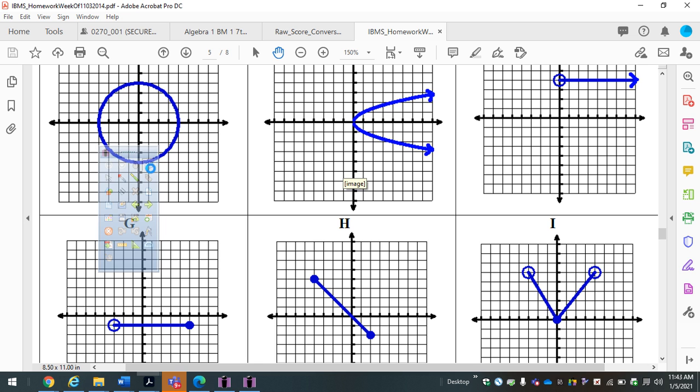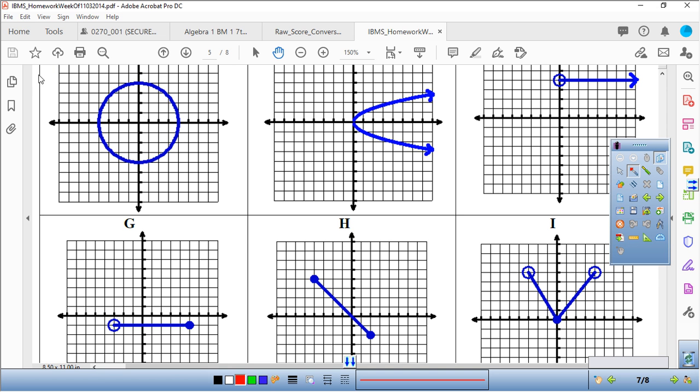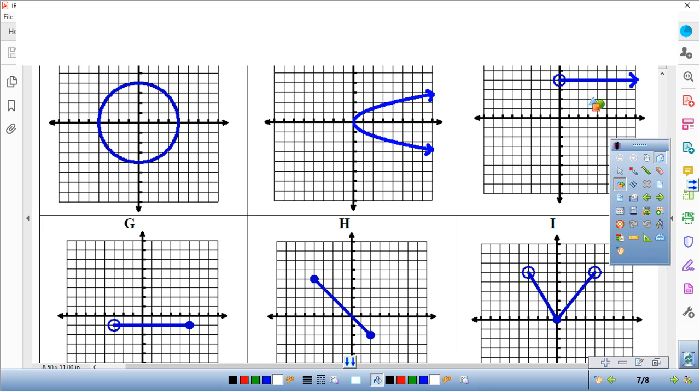So let's look at this one real quick. Domain and range for this one. What's up, brother? No, not today. We'll do it tomorrow, okay? Be safe, brother.